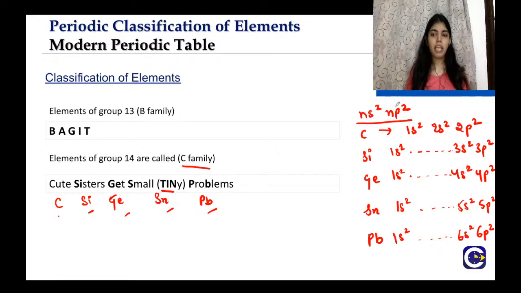Each having the valence electron as 4, because we have to count only the highest principal quantum number. So here if you see, the highest principal quantum number is 2. So count 2 electrons of s, 2 electrons of p. Here the highest principal quantum number is 3. So count s also, p also, 4. This will also have 4, and this will also have 4. So the number of valence electrons in carbon family is 4.